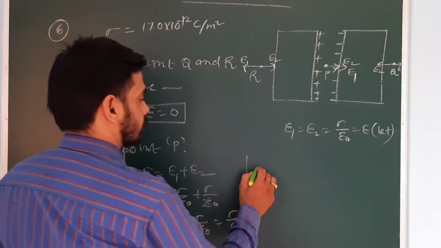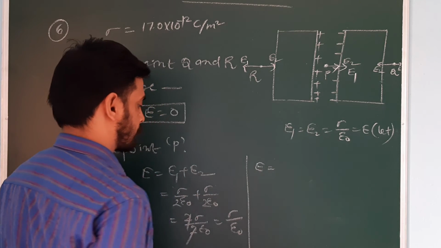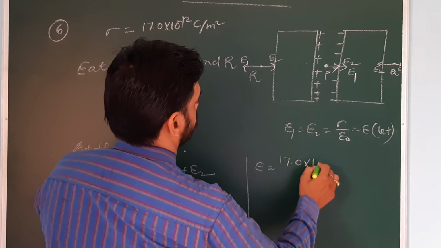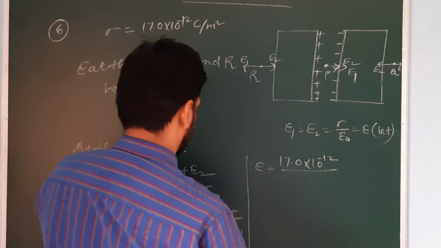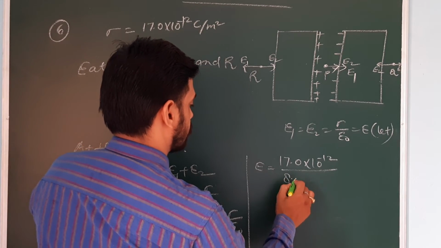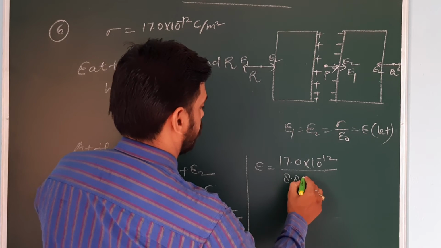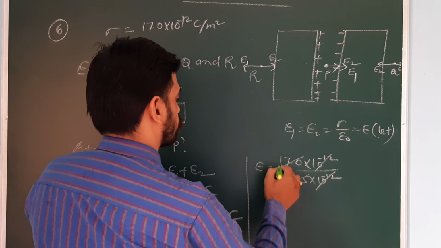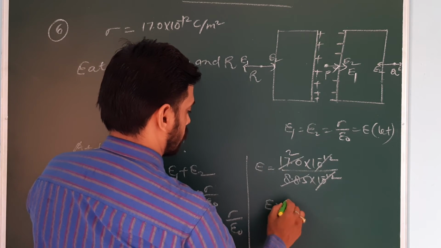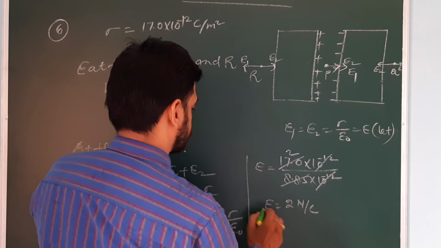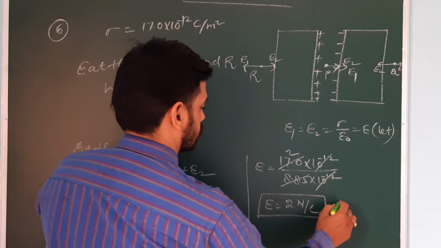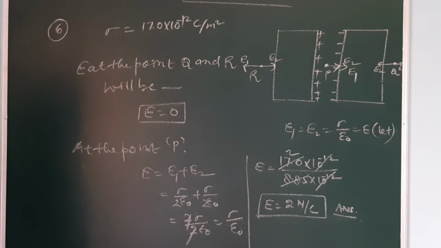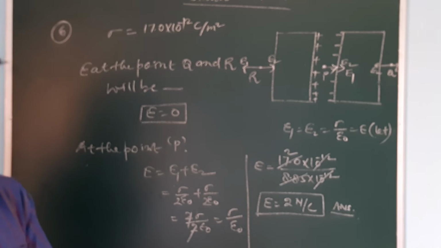Right? So E is equal to sigma by epsilon naught. What is the value of sigma? 17.0 into 10 power minus 12 divided by epsilon naught, 8.8665 into 10 power minus 12. So E is equal to 2 newton per coulomb. That is your answer. Okay.